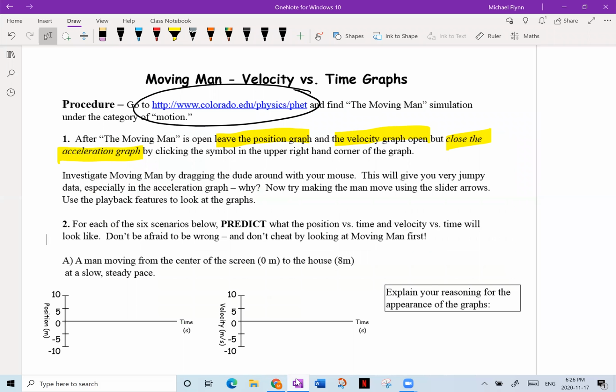It says, investigate the Moving Man by dragging the dude around with your mouse. This will give you very jumpy data, especially the acceleration graph, but we're not looking at the acceleration graph anyway. Now it says why. You don't have to answer that question, but it's because you're randomly moving it around with your hand, right? Now try making the man move using the slider arrows. Use the playback features to look at the graphs. So, pardon me, getting a little tired. Let me show you that.